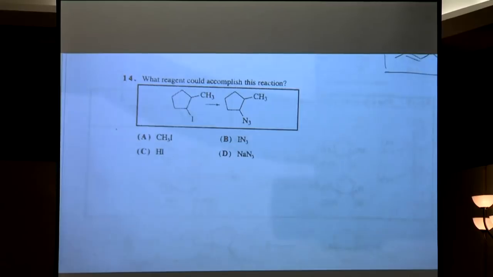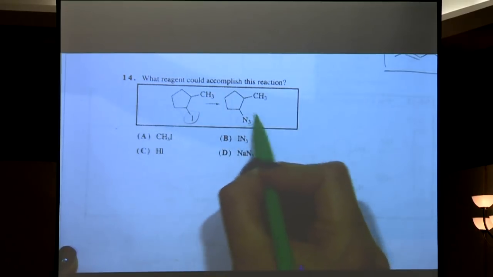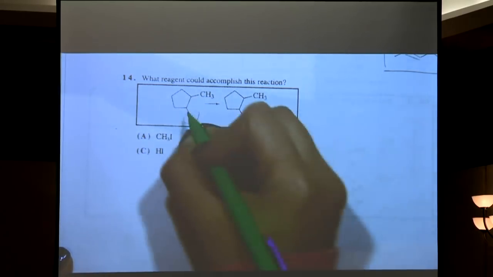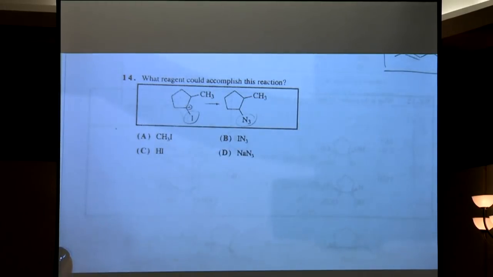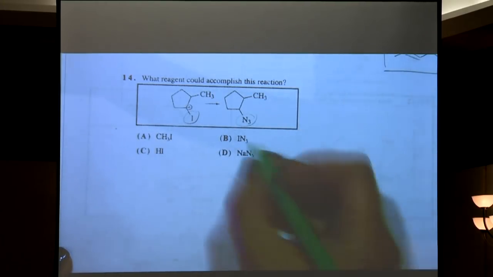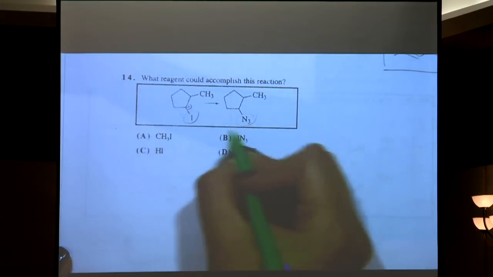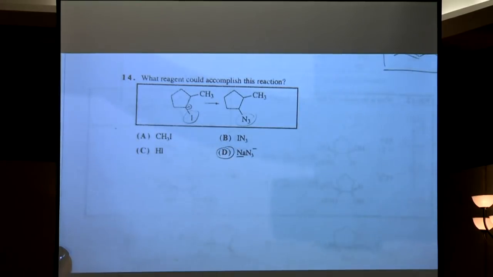So, okay. What reagent could accomplish this reaction? Let's see. So we're changing this iodine for N3. And iodine is a halogen, so it's going to be able to leave on its own. If that's the case, all we need is something that's going to replace the positive charge that iodine is going to leave behind. So if we look at our answer choices, this is a spectator ion, this will make a negative, and therefore this is going to be able to attack there and replace the iodine. So that's why it's D. Yep.